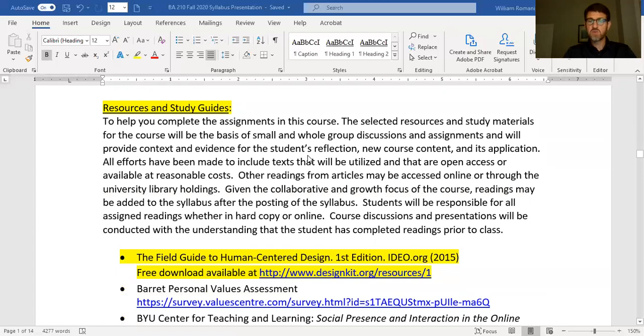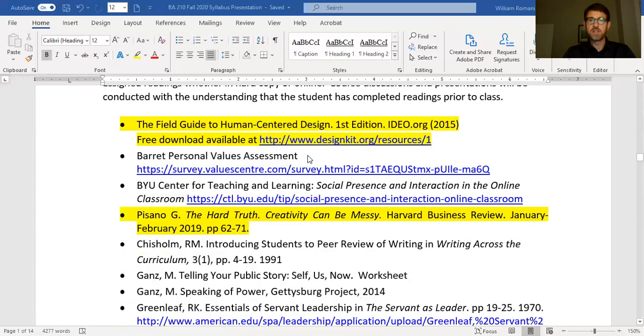You'll notice that there are resources and guides. I list every book and article that we're going to be using under this section. They're all there. A couple things that I want to point out. Number 1, the textbook that we're using is the Field Guide to Human-Centered Design by IDEO. This is available to you for free if you download the PDF. You just have to kind of set up an account with them. That'll take about 1.5 minutes.